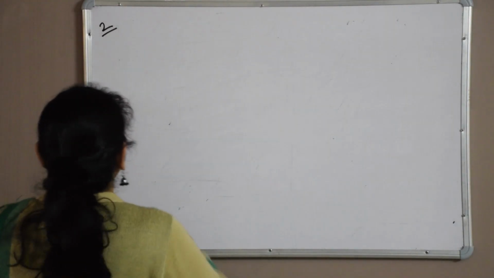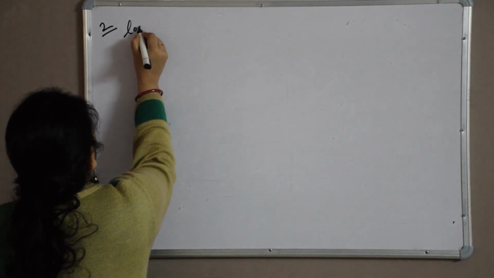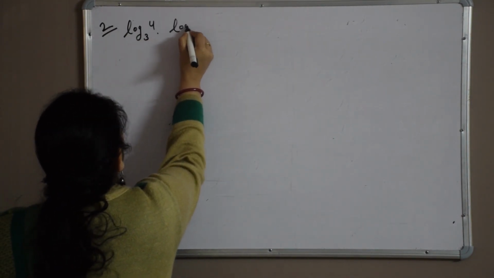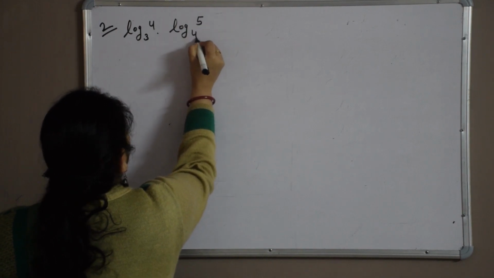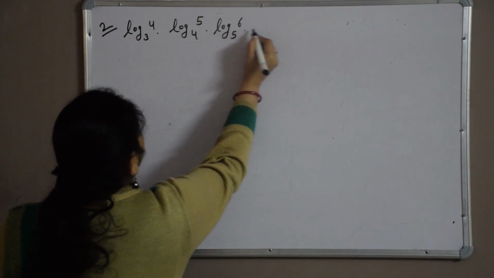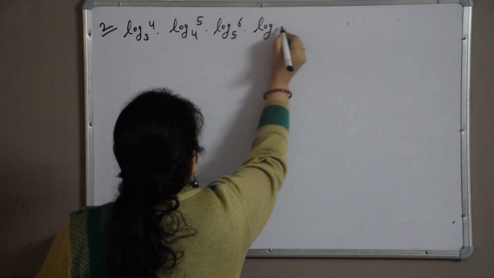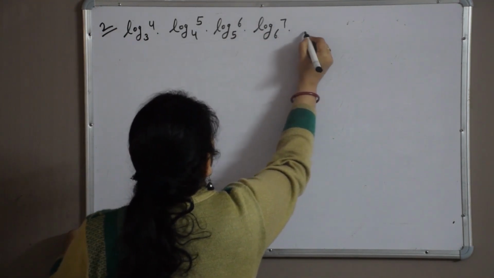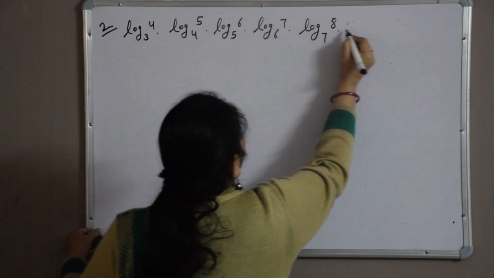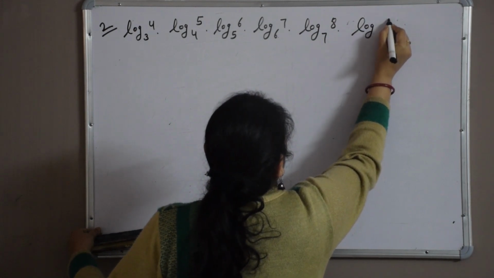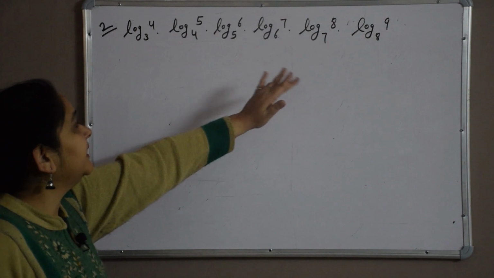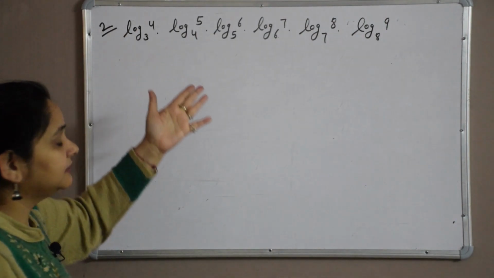Now see the second question. We have to find the value of log of 4 to the base 3 into log of 5 to the base 4 into log of 6 to the base 5 into log of 7 to the base 6 into log of 8 to the base 7 into log of 9 to the base 8. See, we have to find the value of this.